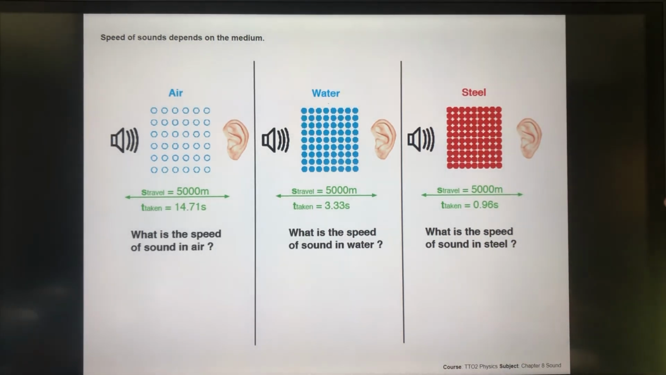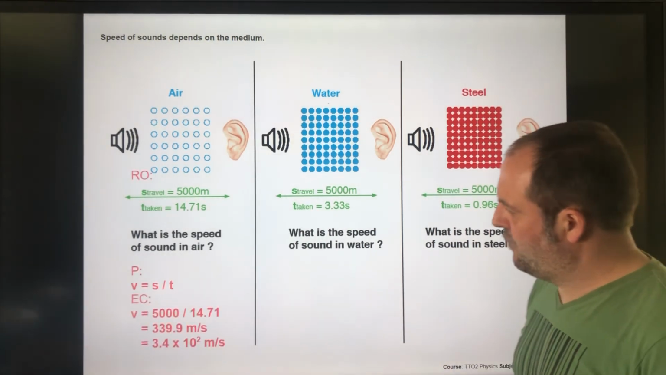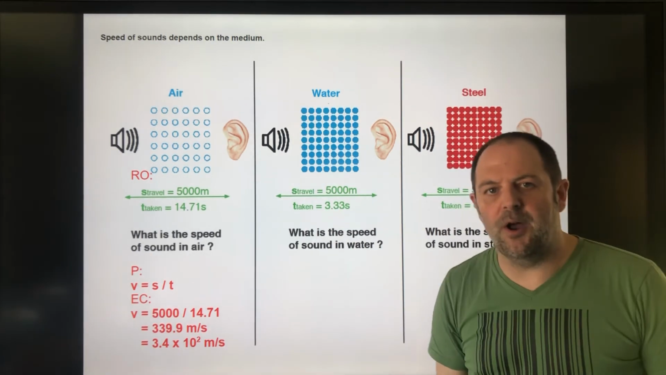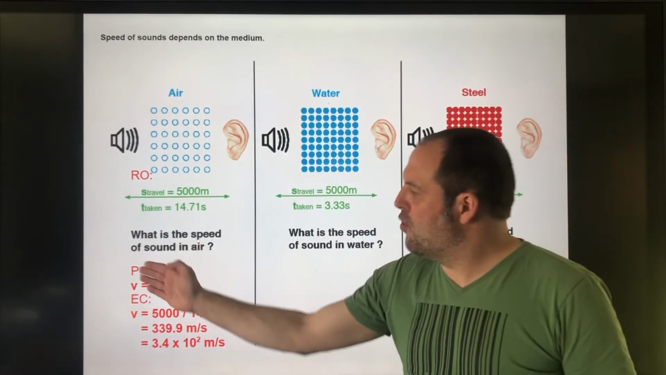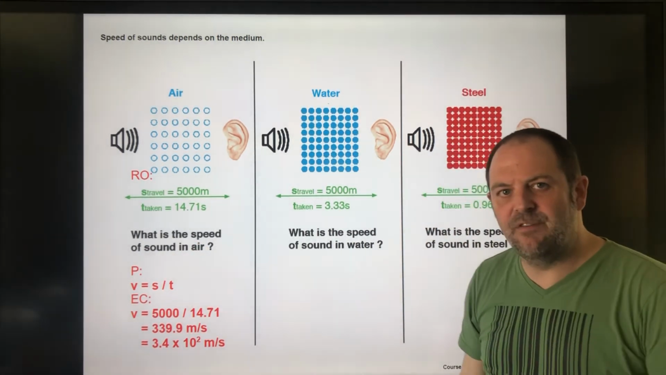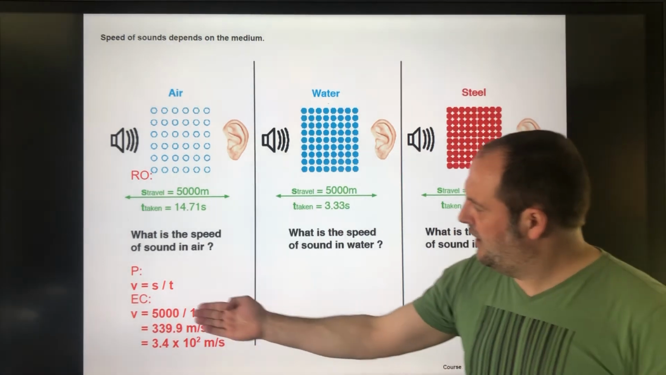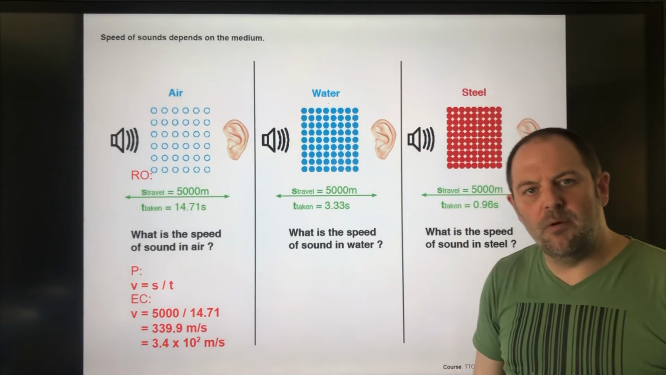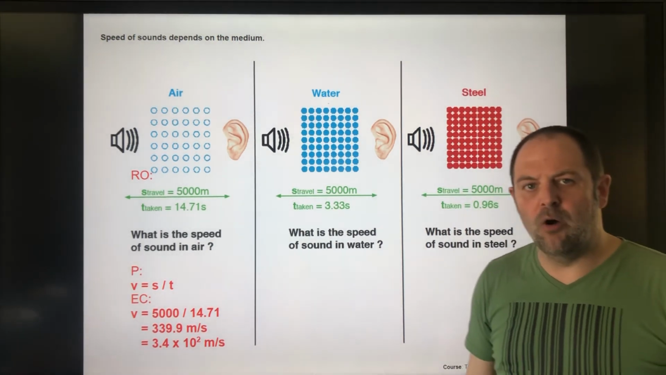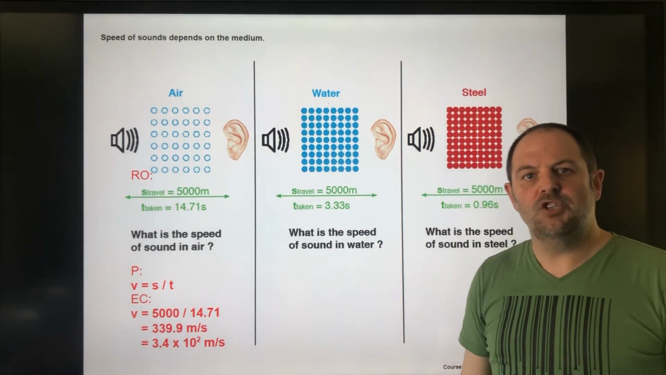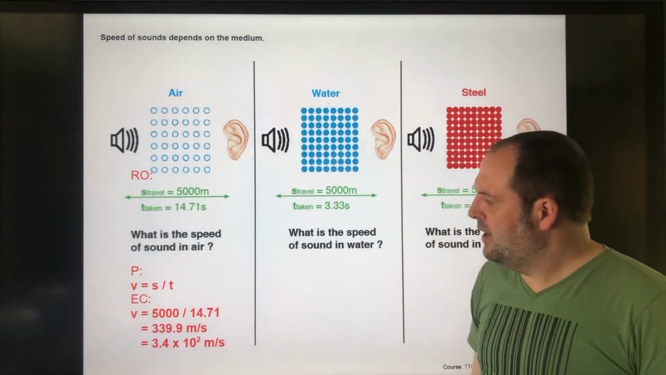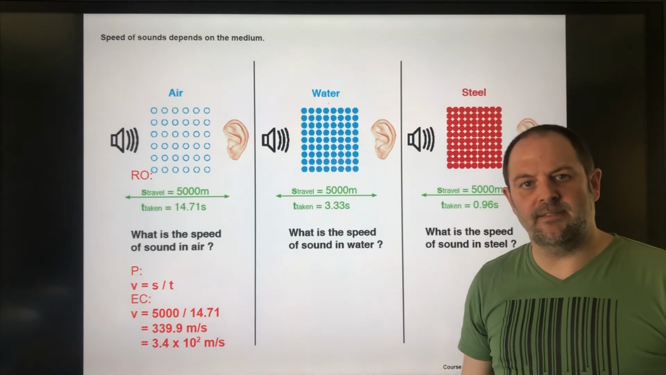Okay, let's first write down all the things that are given. All the things that are given are already over here, so that's my first part of ROPEC. My second part is to formulate the plan: v equals s divided by t. I'm going to fill it in: 5,000 divided by 14.71. I will get an outcome of 3.4 times 10 to the power of 2 meters per second. So the speed of sound through air is approximately 340 meters per second.